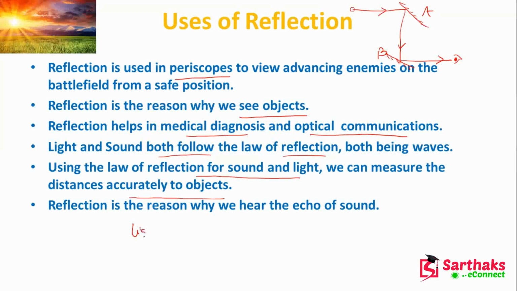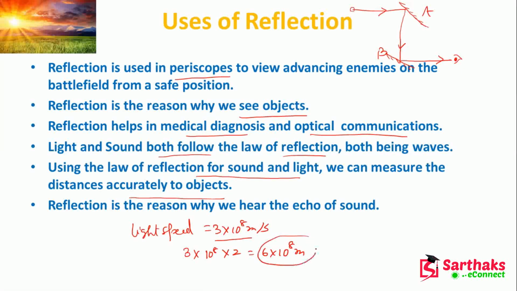Now, you know the speed of light is 3 into 10 to the power 8 meter per second, right? Suppose light comes back after 2 seconds, then you can find out the distance. That is 3 into 10 to the power 8 into 2, that is 6 into 10 to the power 8 meter. So if light is coming back, it means the object is at this much distance. So we can find out the distance.